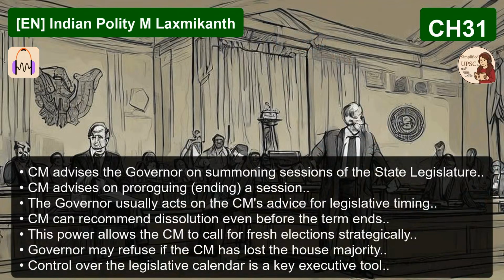Let's turn to a more sensitive area, the administration of scheduled and tribal areas under the fifth schedule.